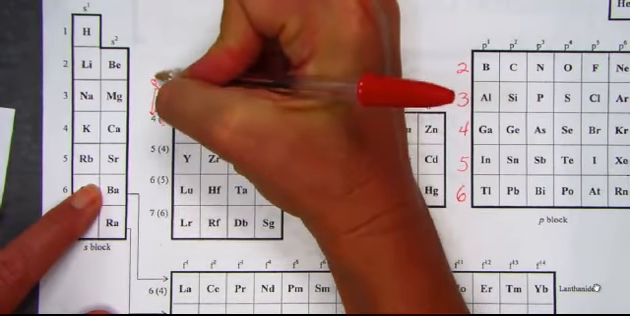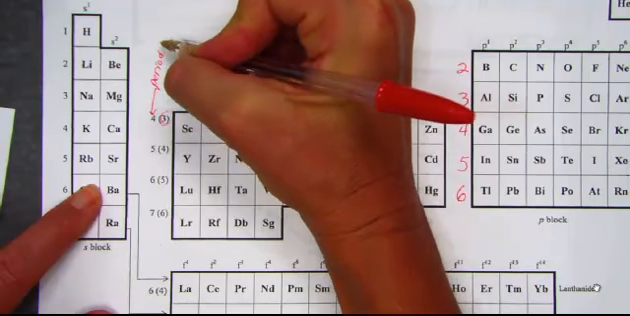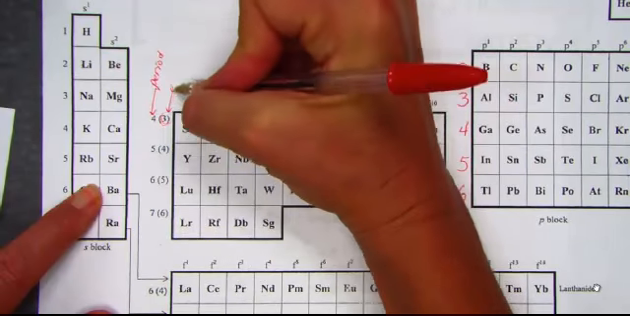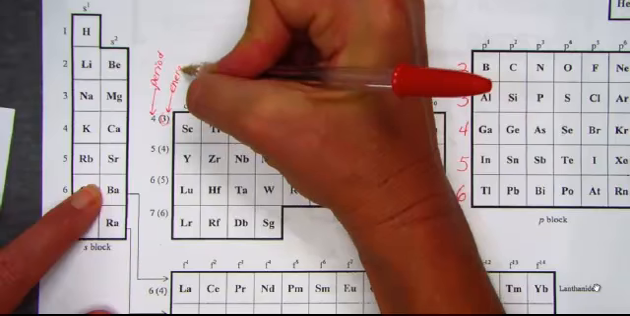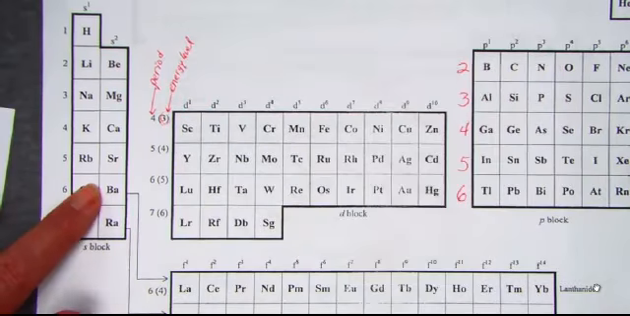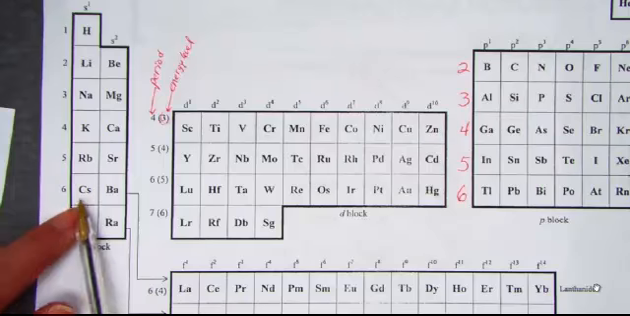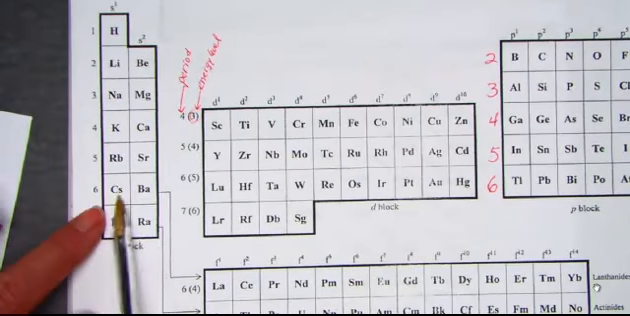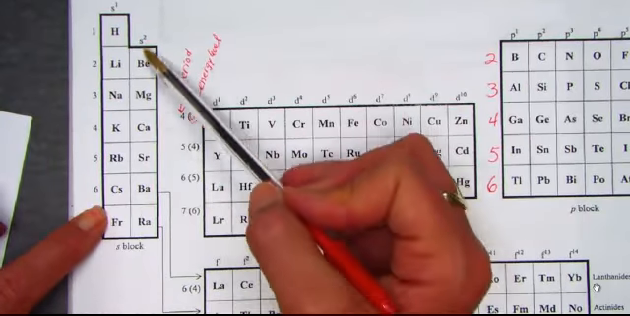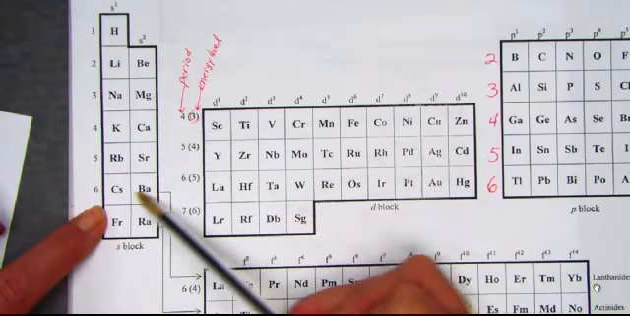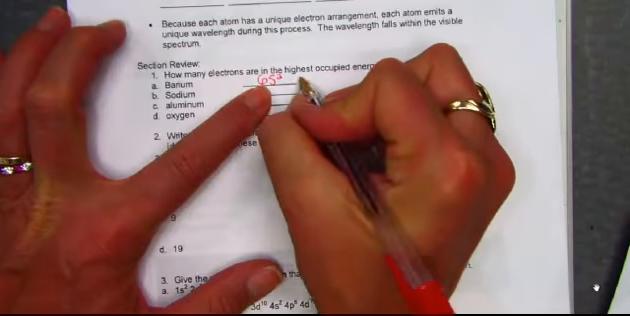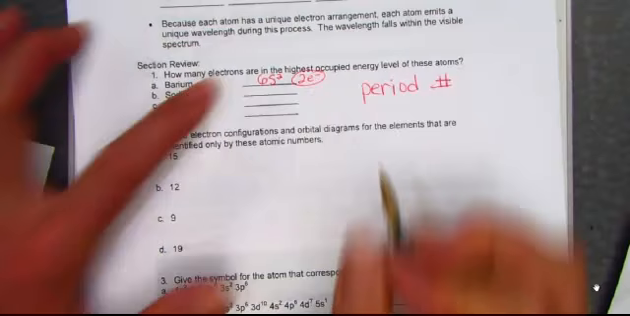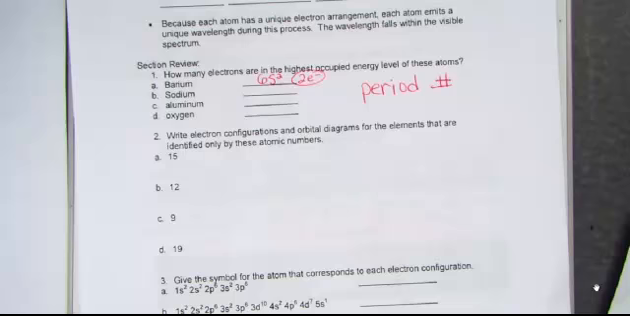This row is what period it's in. This little number tells me the energy level. By the time I've gone through to find barium, I'm in the 6th energy level. And the last thing I wrote was 6s2. There are 2 electrons occupying the highest energy level. The last thing we would write would be 6s squared.